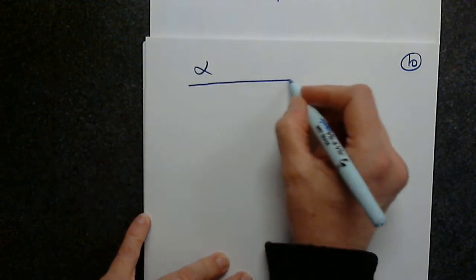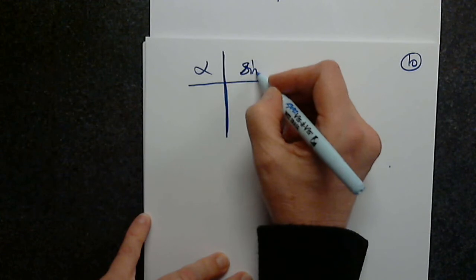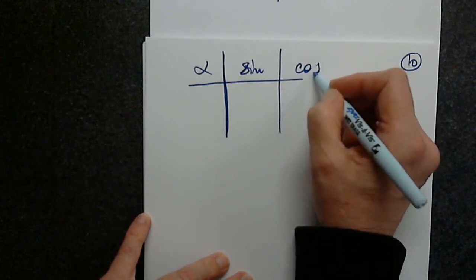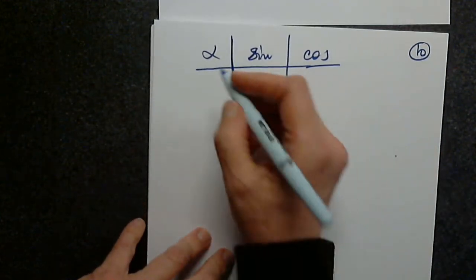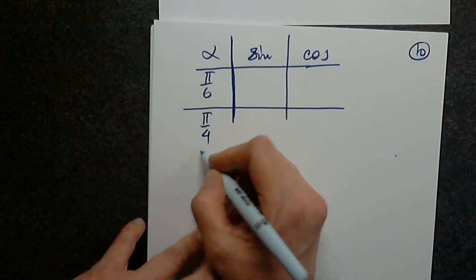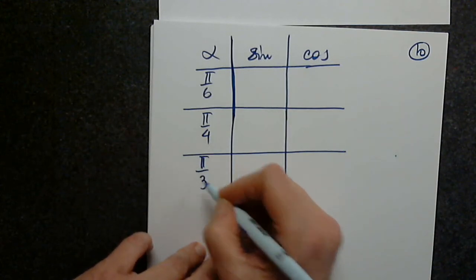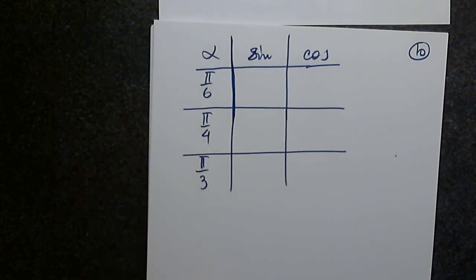So Sean is asking about angle alpha. So we want to find sine and cosine for pi over 6, which is the smallest angle, pi over 4, which is the next in line, and pi over 3, which is the 60-degree angle.